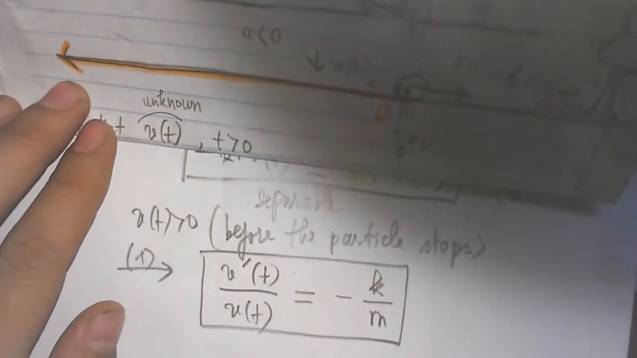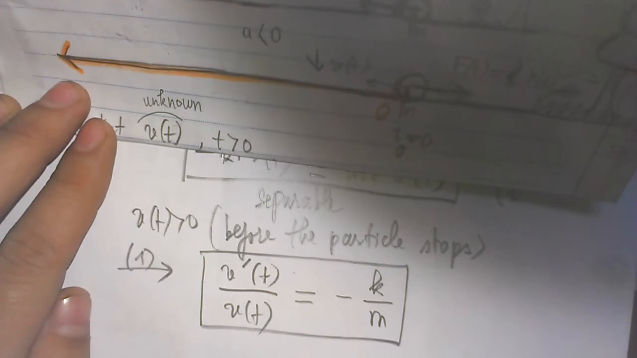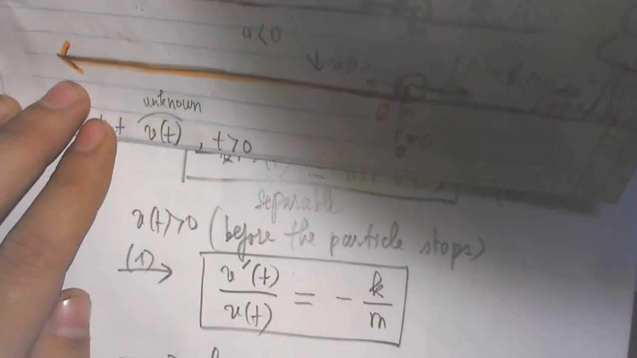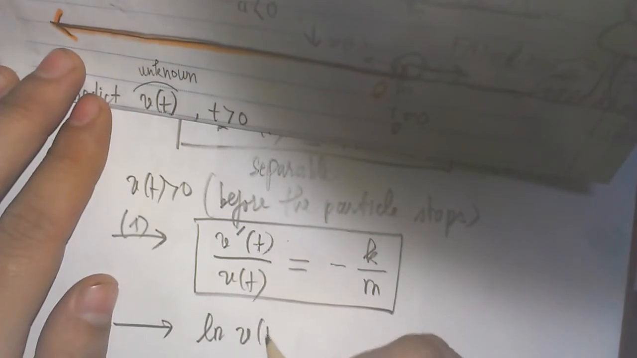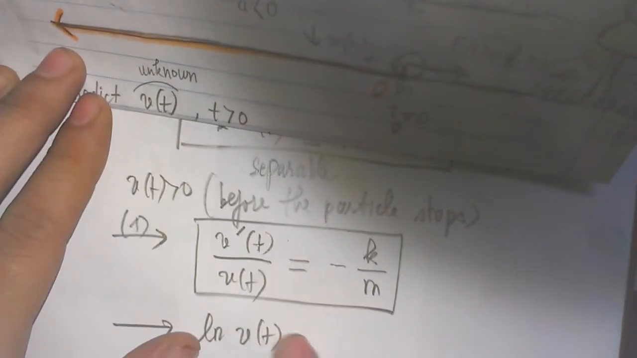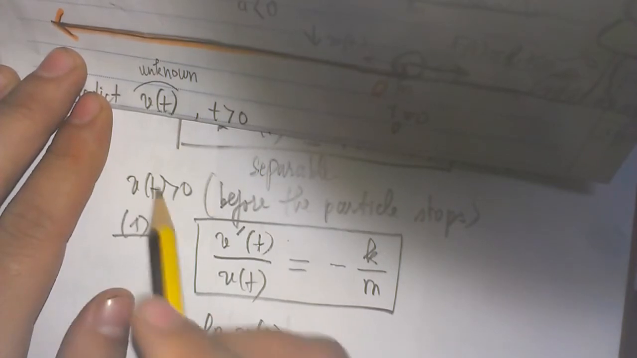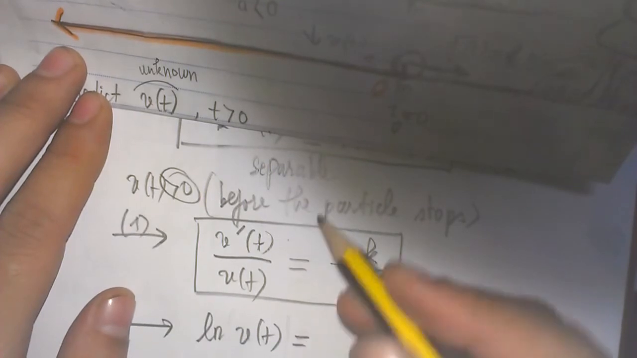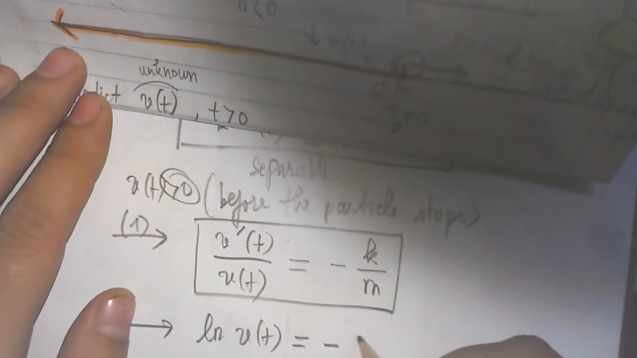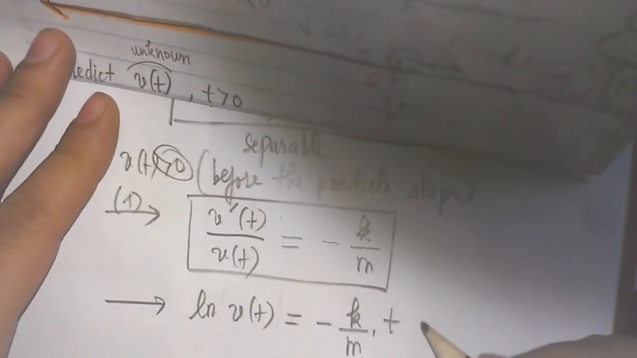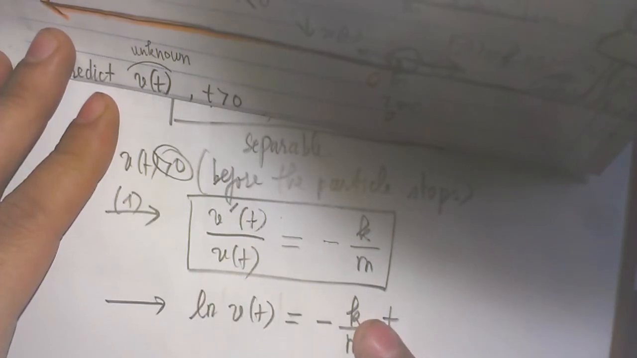Now let's integrate both sides and we get this. Pay attention, we don't have to write the absolute value of v(t) because this one is positive. And in the right side we have this one times t, and of course two integrals will differ from each other by some arbitrary constant. So let's add an arbitrary constant.